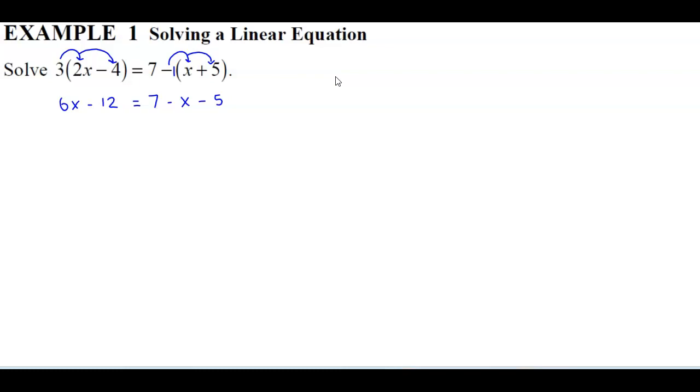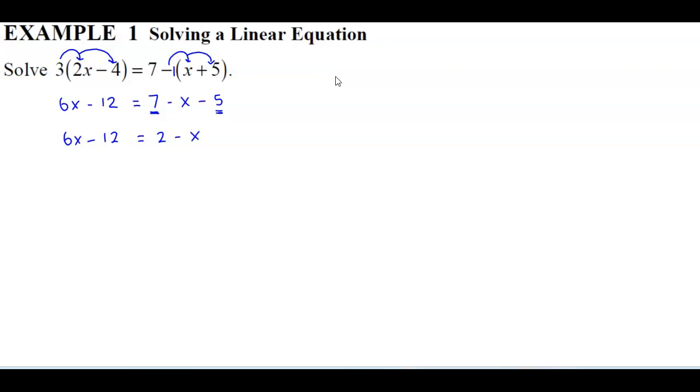On the left side of the equation, there's nothing for us to combine because they're not like terms, so we're going to leave it as 6x minus 12. On the right side of the equation, we can combine 7 and the 5. And so that means 7 minus 5, which is going to give us 2, and that's minus x.